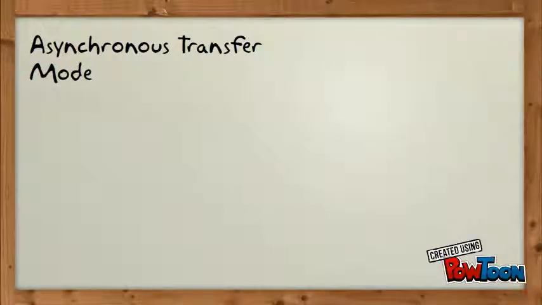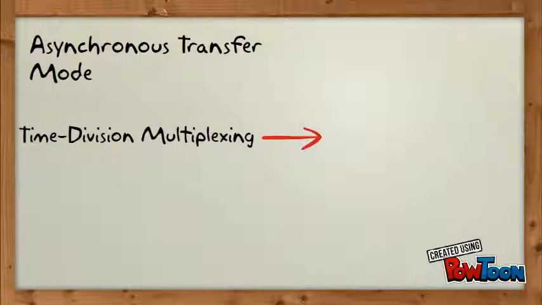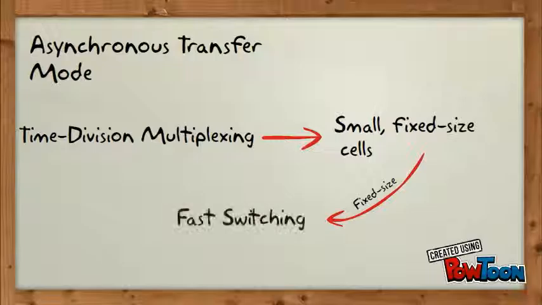Asynchronous transfer mode is one of the most widely used network protocols nowadays. It uses time division multiplexing to encode data into small fixed size cells. And these cells, since they're fixed in size, are very fast to be switched. And the faster the switching, the better.